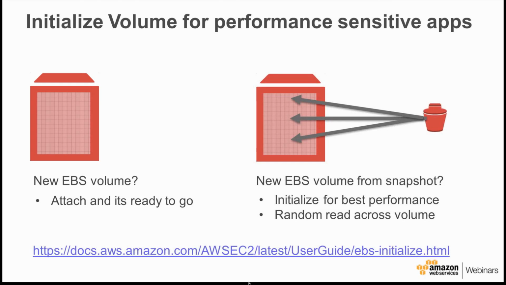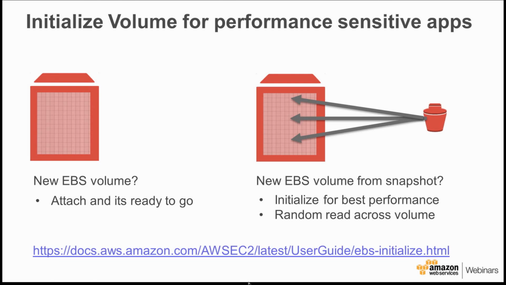When you're creating a volume from a snapshot, the data must be taken from S3 and loaded into the volume. So EBS implements lazy loading from Amazon S3 so that you can begin using the volume right away. That means if you aren't accessing the volume right away, EBS is loading your data in the background from S3.